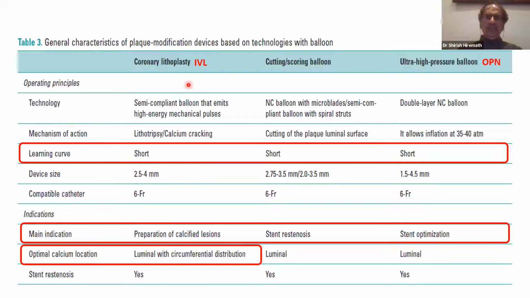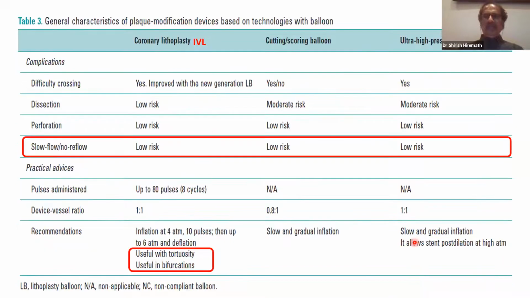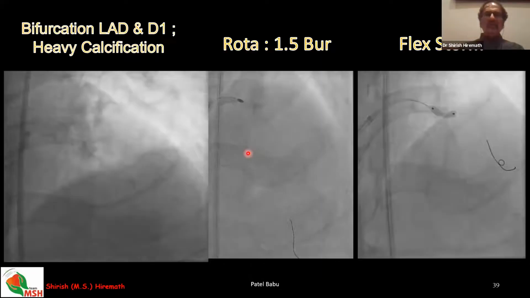The IVL balloon is used more for preparation of the bed in calcified lesions. So it is a pre-stent kind of balloon most of the time. And the ultra high pressure balloon, or the OPN balloon, is used for optimizing the stent at high pressure. Then we talk of slow flow, like in Rotablator, but all these balloon techniques generally never have slow flow. So this is low risk, and thus it can be used in ACS situations quite effectively.